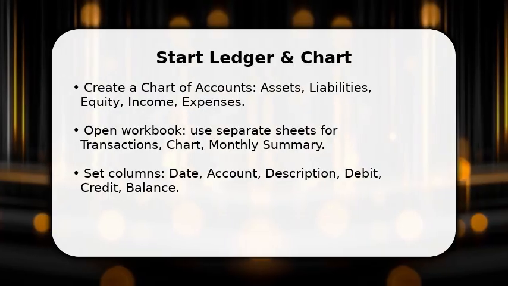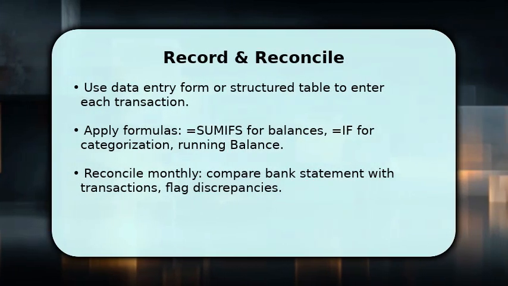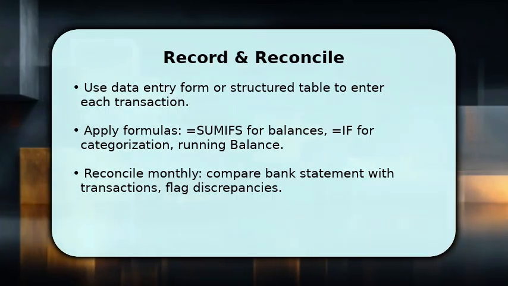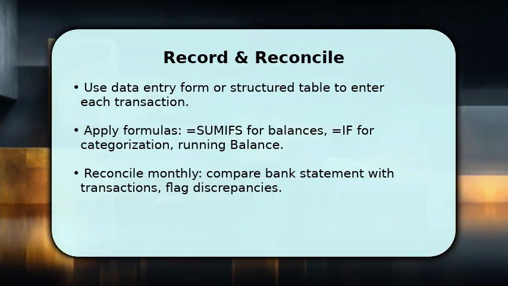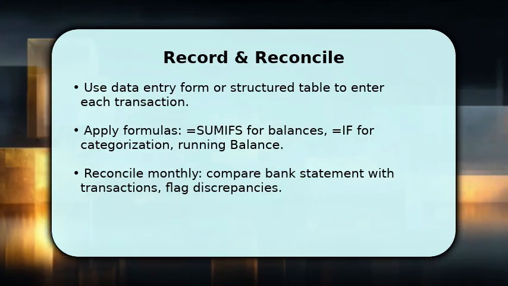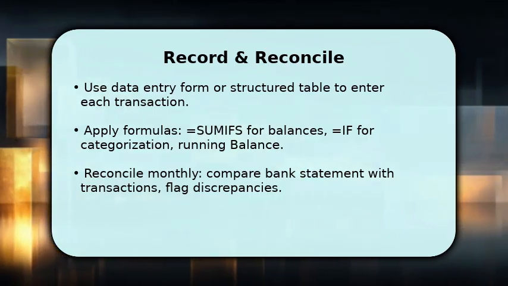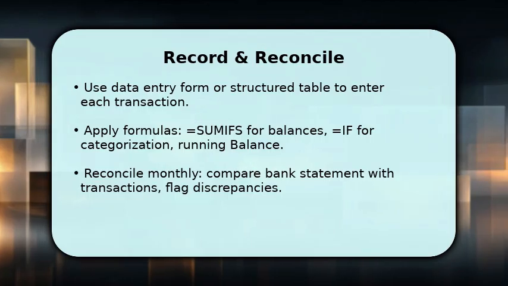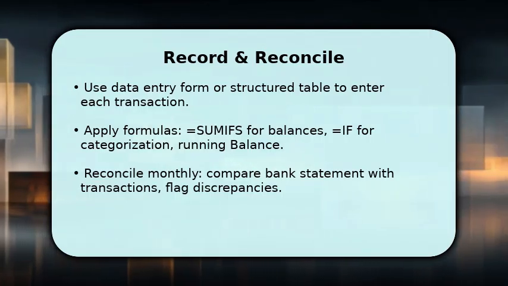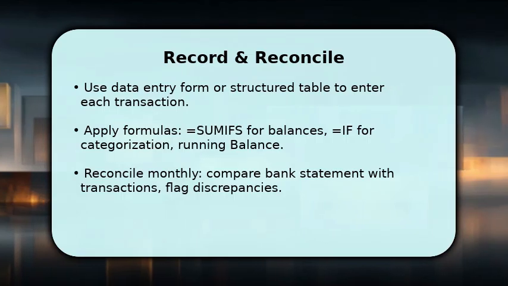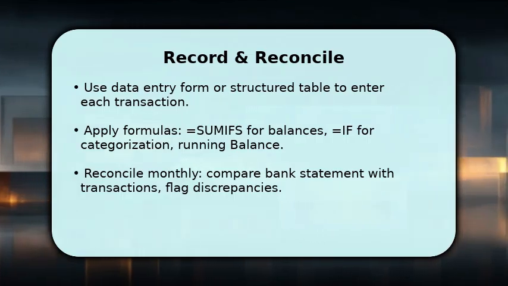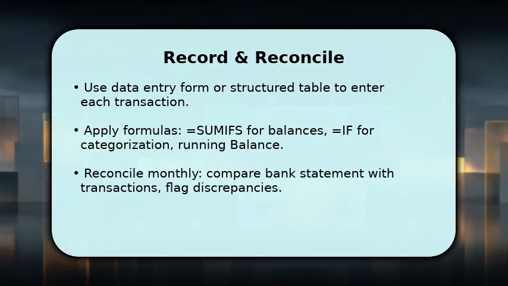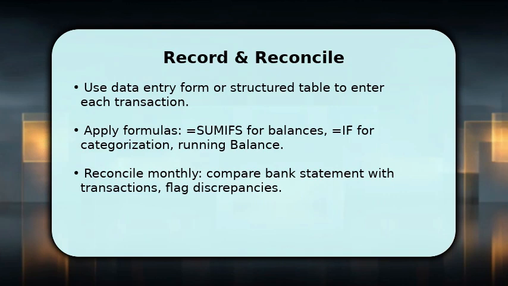You now record and categorize every transaction. Use an Excel table or data entry form to keep consistent rows. Enter date, account, and amounts, then apply formulas like SUMIFs to total by account and IF rules to auto-categorize recurring items. Once done, maintain a running balance formula to spot errors quickly. Make sure to reconcile monthly by matching bank statements against your transactions sheet and mark cleared items. This process keeps numbers accurate and prepares timely financial.